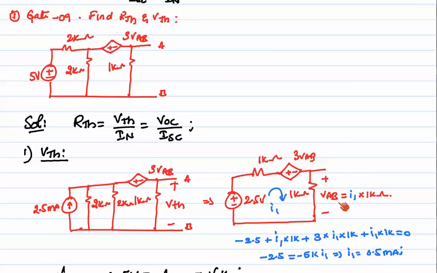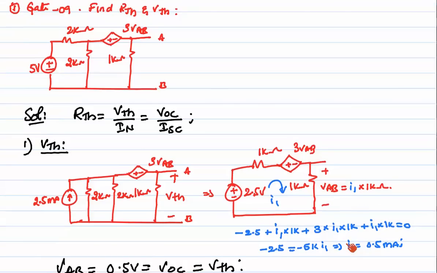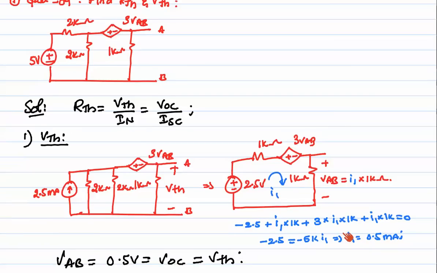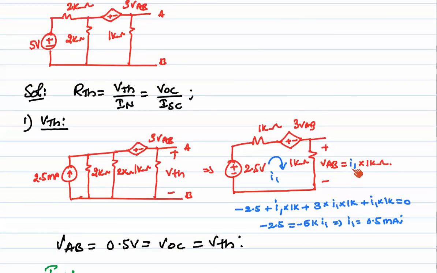So what is VAB? It is nothing but I1 into 1 kilo ohm. So 3 into I1 into 1 kilo ohm plus 1 kilo ohm into I1 is equal to 0. By solving this, we will get I1 as 0.5 milliamps. Next, VAB is nothing but I1 into 1 kilo ohm, so 0.5 milliamps into 1 kilo ohm. This is the open circuit voltage, that is 0.5 volts. So with this, VTH is found.